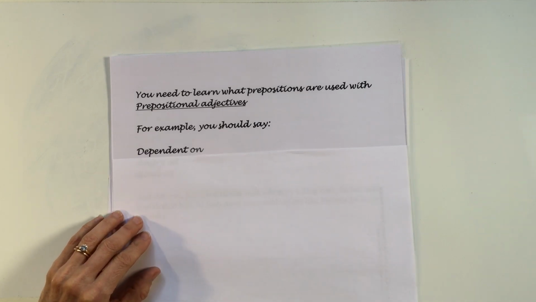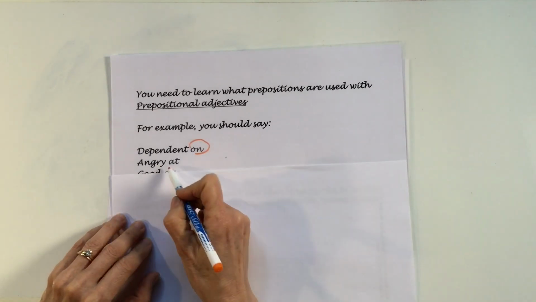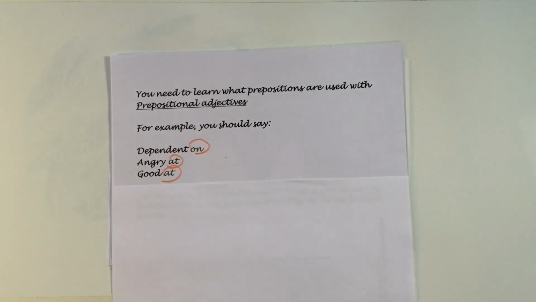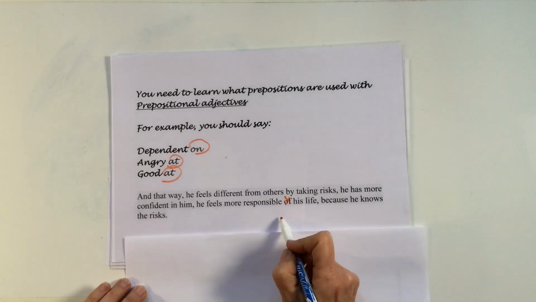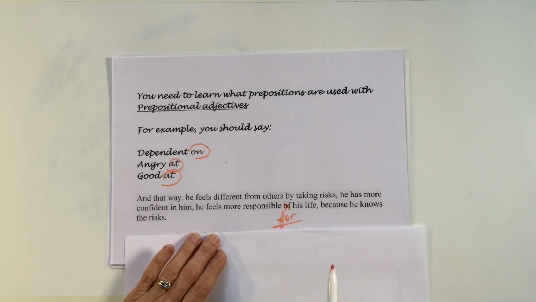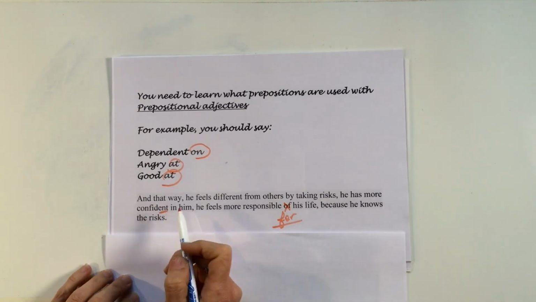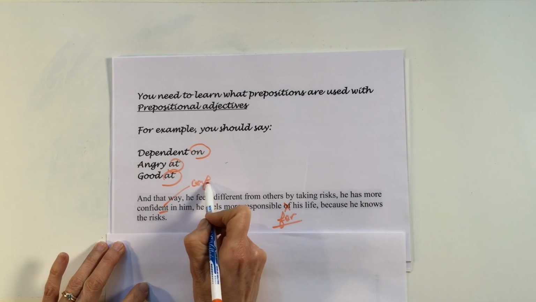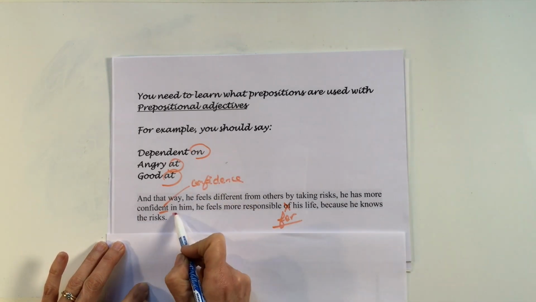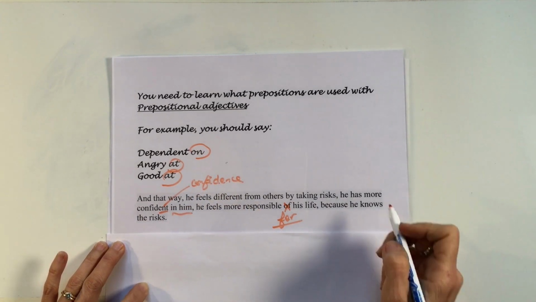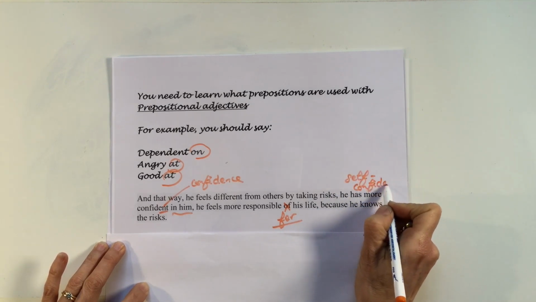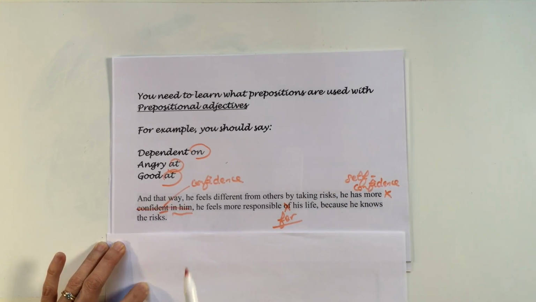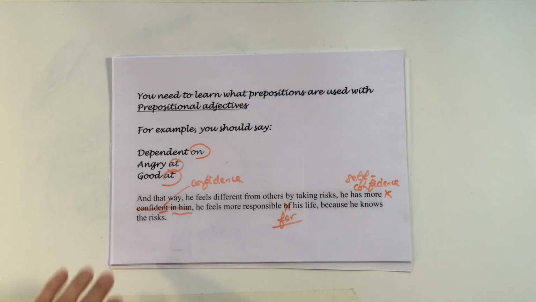You also need to know what prepositions are used with prepositional adjectives. For example, you should say dependent on, angry at, good at, and responsible for. Other problems with the sentence, so have a look at what I'm writing. Instead of he has more confidence in him, he has more self-confidence.